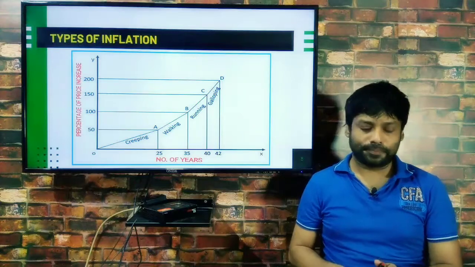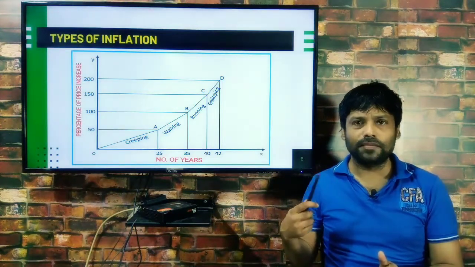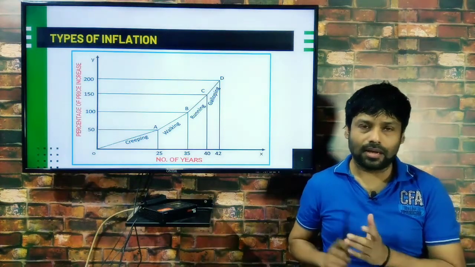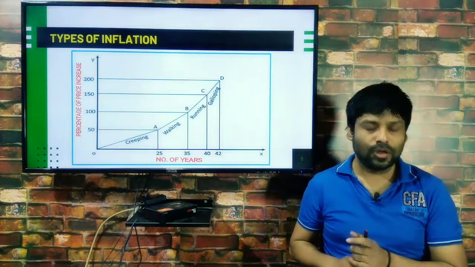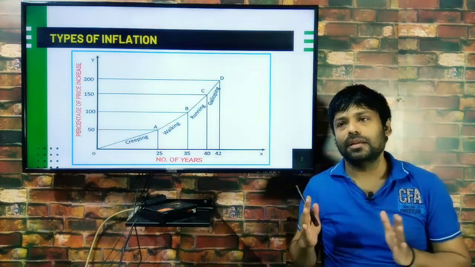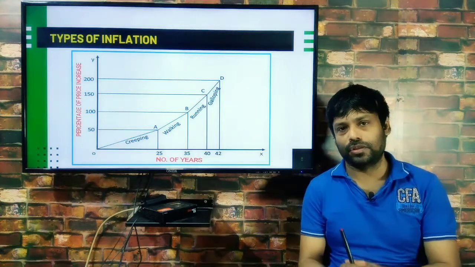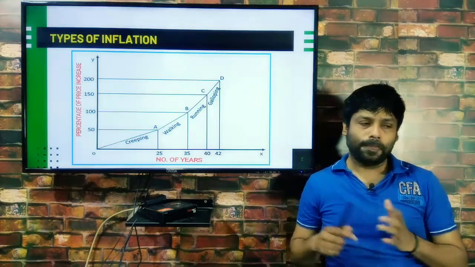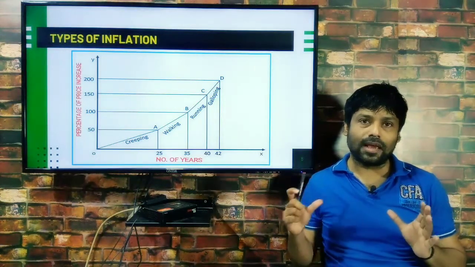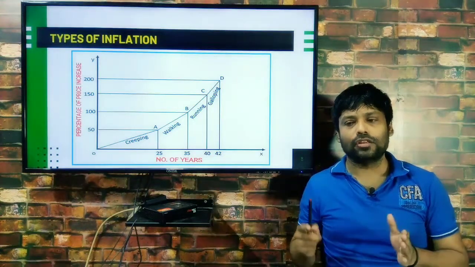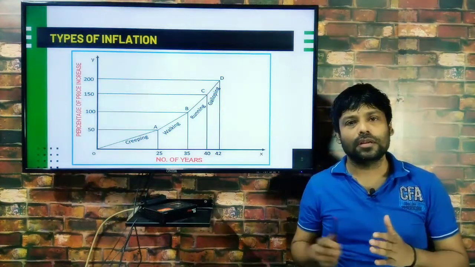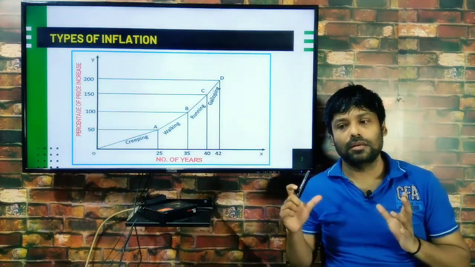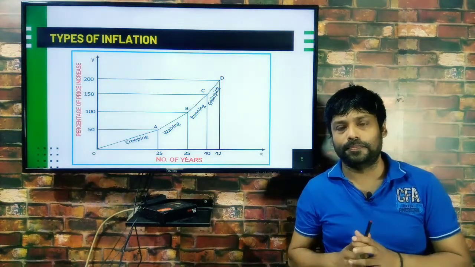Creeping, walking, running, galloping. What is creeping inflation? It is the mildest type of inflation. The government has sometimes to resort to creeping inflation to make the economy dynamic. In case of walking inflation, the rate of increase in the price level acquires the greater speed and rapidity.